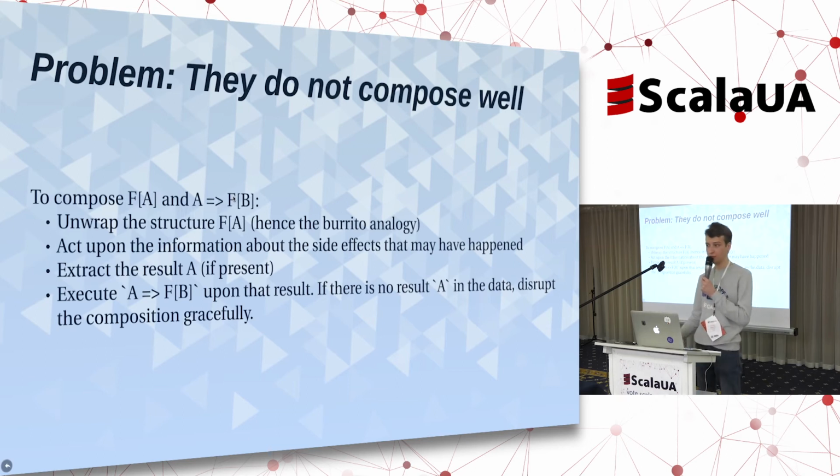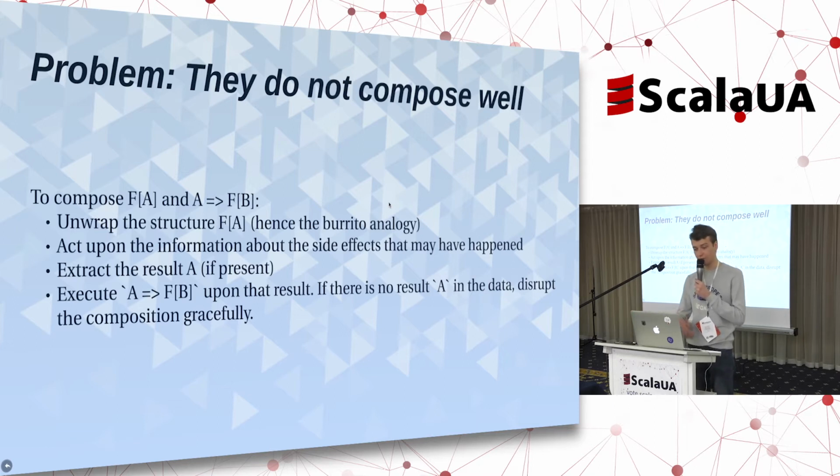So precisely what needs to be done to compose two structures like this, to compose the result F of A with a function A to F of B, the function that acts on the result of the first computation F of A? What is needed is to first unwrap the structure F of A, the first structure, and to access the result A. Maybe you have heard the analogy that monads are like burritos in some way, and this is precisely why. Effect types are essentially data structures that have the result value in them together with some other data. So you first need to unwrap the data structure and then act upon the information present in it, and only then will you get access to the result values that you are trying to get. So you need to unwrap this thing.